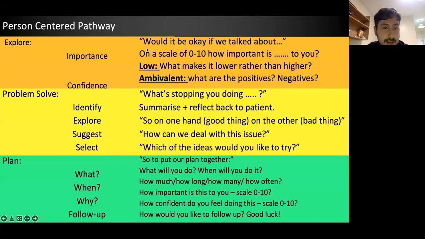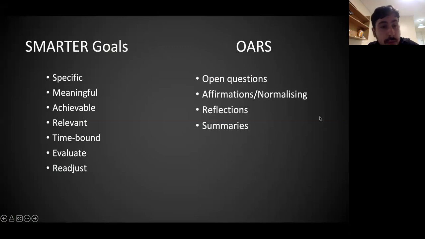And that's what we discussed here. These slides will be available afterwards, but these are general phrases that you can say in an OSCE to try and make your patient-centered pathway smoother. And we talked about SMARTER goals. So when setting a goal with a patient, you want to make sure it's specific to what they want, it's meaningful, they can achieve it, there's a time pressure, and that it can be readjusted and evaluated.